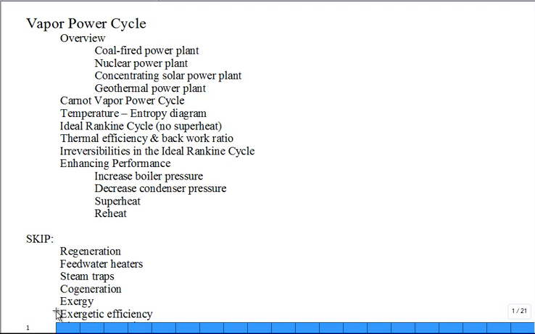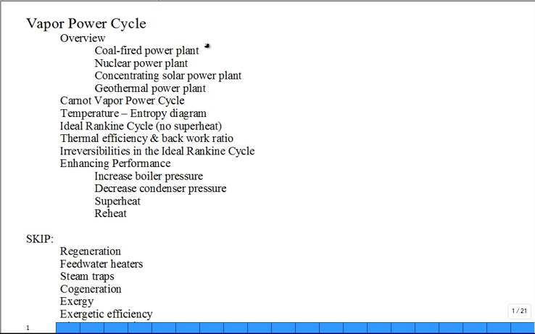So we're into chapter 8, dealing with vapor power cycles. First of all, I'd like to talk a little bit about how electricity is generated, okay? Because vapor power plants and vapor power cycles are used primarily for power production to turn a shaft, and that shaft often drives a steam turbine that turns an electric generator.